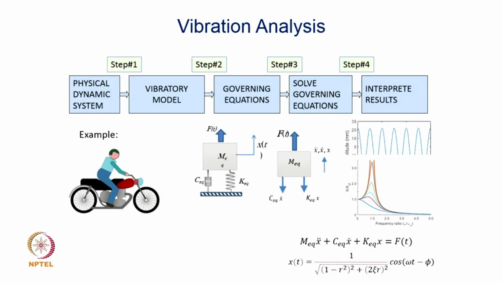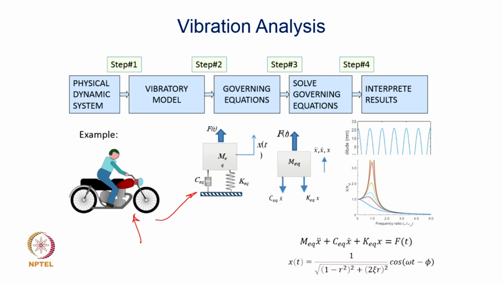Okay, so I will just summarize the steps in the vibration analysis that we discussed. Obviously, the first step is to get a physical dynamic system to be converted. All right, so let us take a brief overview of the analysis process for any vibratory system, and that is what we discussed, that the first step would be to convert the physical system into its simplified vibratory model as a first step.